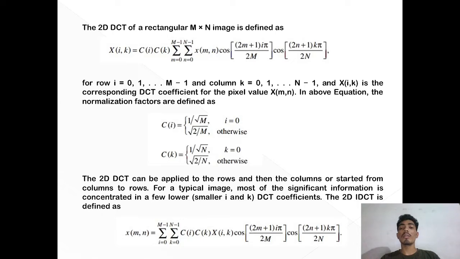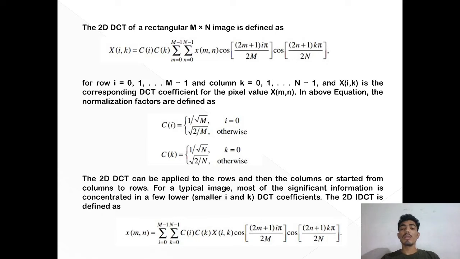In our equation, the normalization factors are defined as C(i). When i is equal to 0, C(i) is 1 upon root M, and otherwise root of 2 by M. Also for the column, C(k) for k equal to 0 is 1 upon root N, and otherwise root of 2 by N. The two-dimensional DCT can be applied to the rows and then the columns. For a typical image, most of the significant information is concentrated in a few lower-index DCT coefficients.